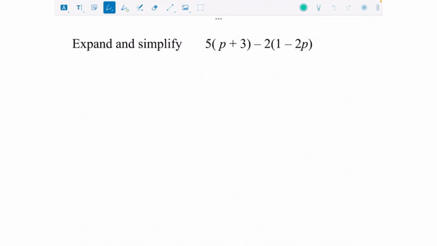Expanding brackets on the higher paper can look like a number of different things. We might get just one bracket that we need to expand. We might get 2 single brackets like this one. We might get 2 double brackets, and we might get 3 brackets. So I'm just going to go through all of those different types of questions.